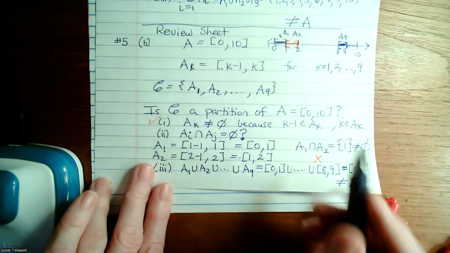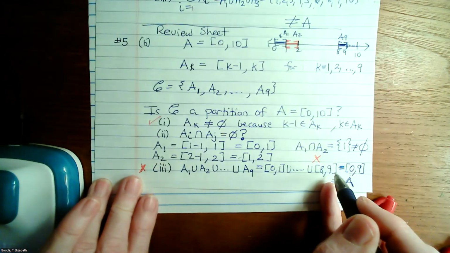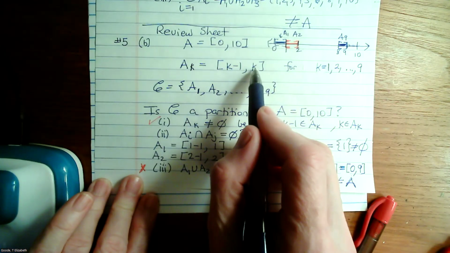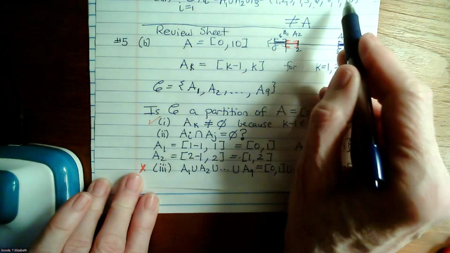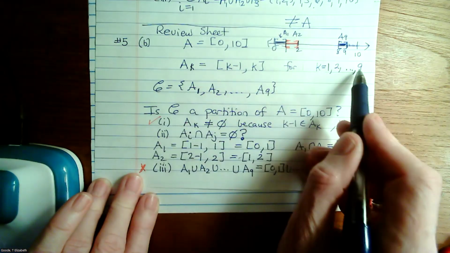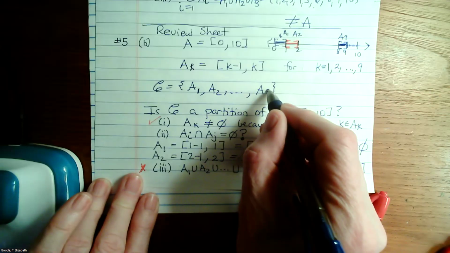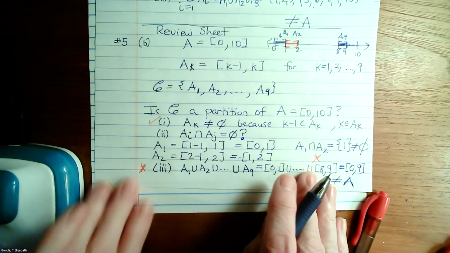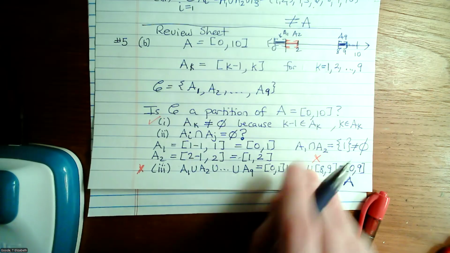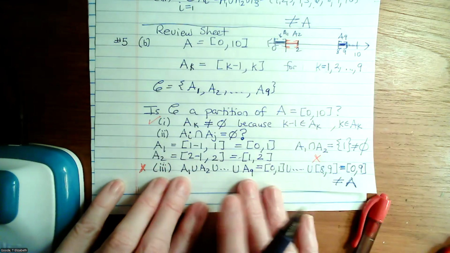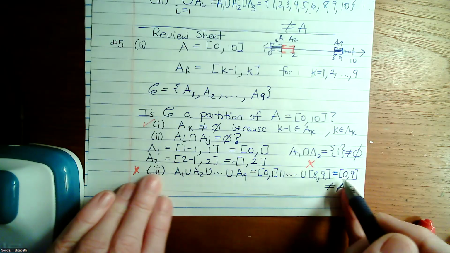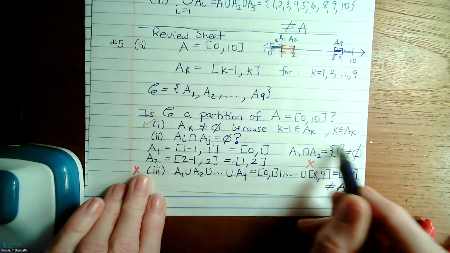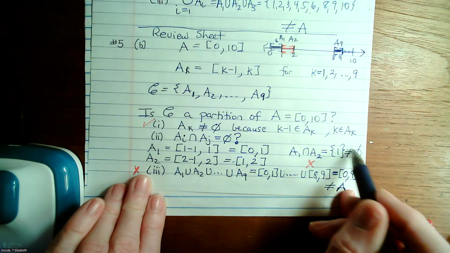Oh, but it's okay because it still is a problem. The point is if we wanted this union to be all of A, we would have had to go up to A sub 10, but I only went up to A sub 9. Okay. But that's okay. It could be a different problem where I do go up to 10, but it's still going to fail to be a partition, not because property 3 fails, but because A1 intersect A2 is still not empty.